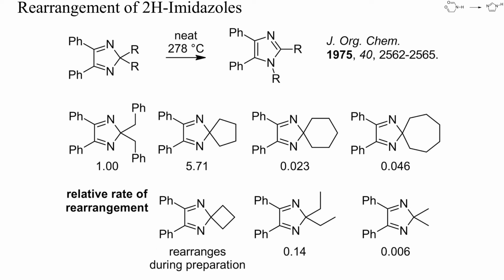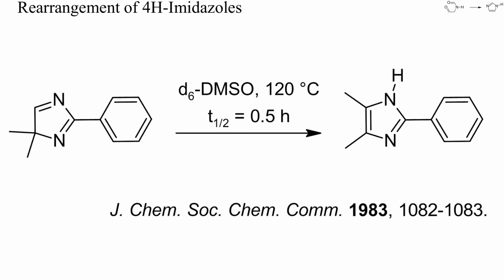Some spirocyclic imidazoles rearranged even more readily than that of the previous slide, for instance the spiro 4,4 and 3,4 imidazoles. The 2,2 dimethyl imidazole, however, was quite stable, even at 278 degrees Celsius. The 4,4 dimethyl imidazole of this example, however, again aromatized readily when heated to 120 degrees Celsius in DMSO.